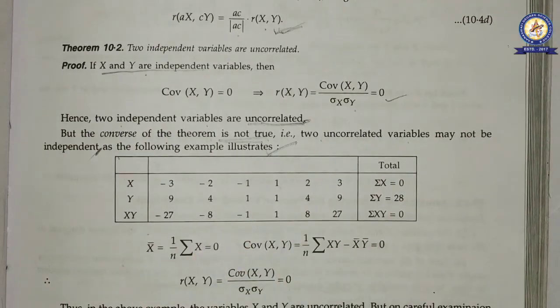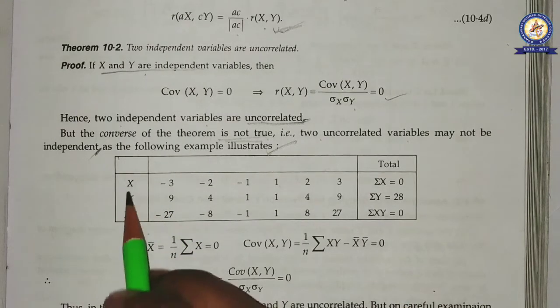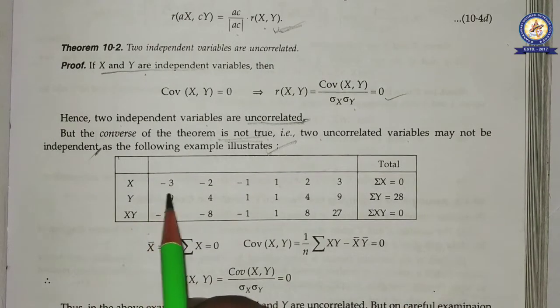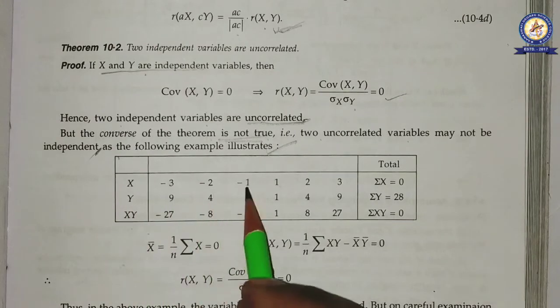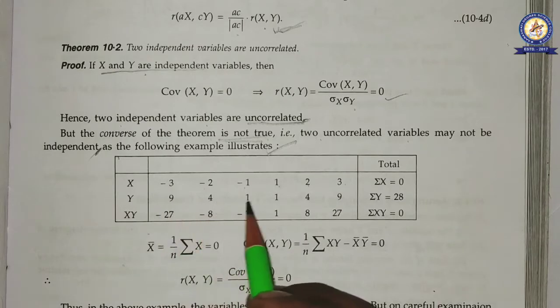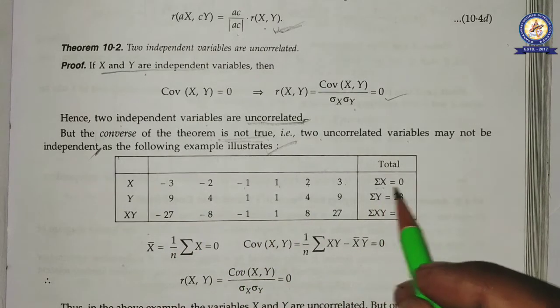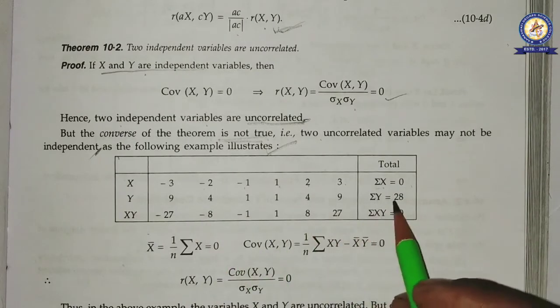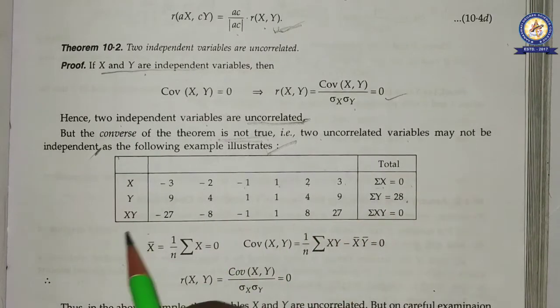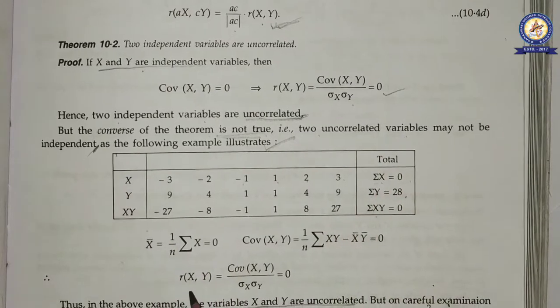So here we have two random variables, and the values of the random variables are, for x: -3, -2, -1, 1, 2, 3. For y: 9, 4, 1, 1, 4, 9. And here the sum of x will be 0, and the sum of y equals 28. And if I multiply xy, we get the sum of xy equal to 0, because these are required to find the correlation coefficient.